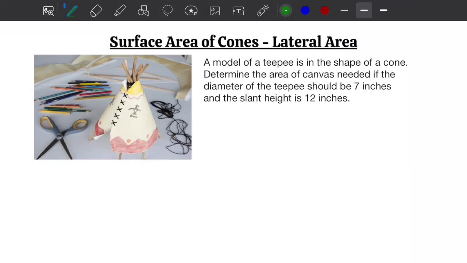Hello. The content in this video is going to be very similar to what we covered when we looked at the lateral area of cylinders. So there are some similarities between the two. Really, the only difference is the formula.